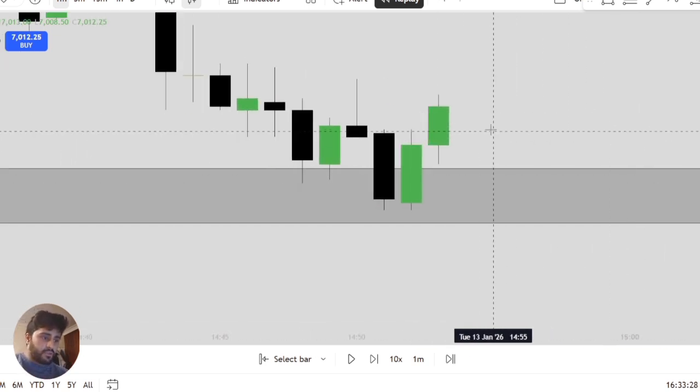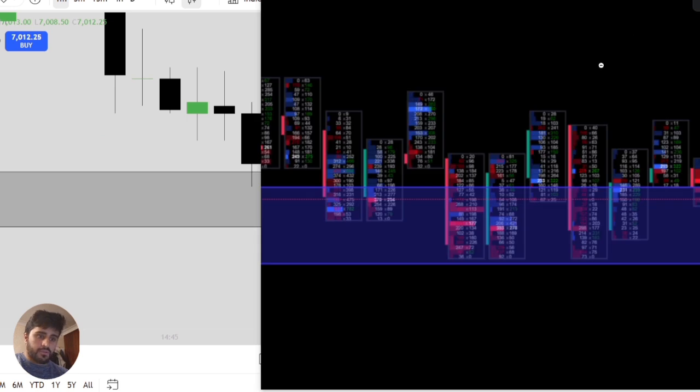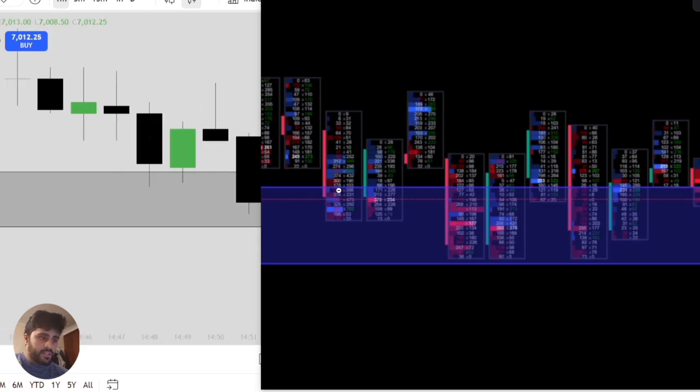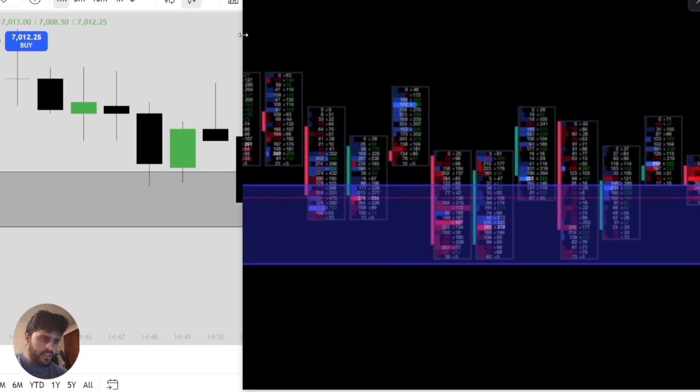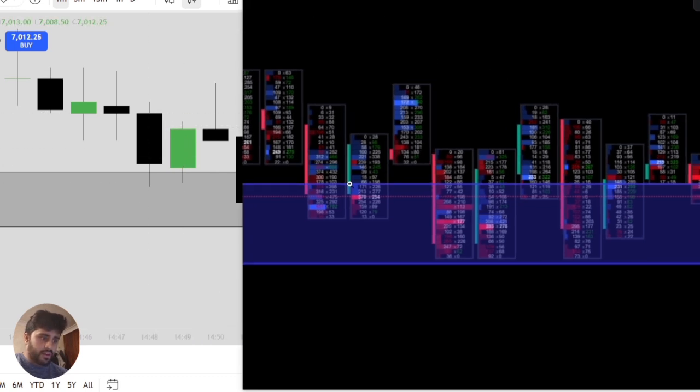So candle by candle, let's break this down in terms of the footprint charts. What we can see is we have our first entry into the zone. This was at 9:48 Eastern. At 9:48 we had our first tap and we had this initial rejection higher.